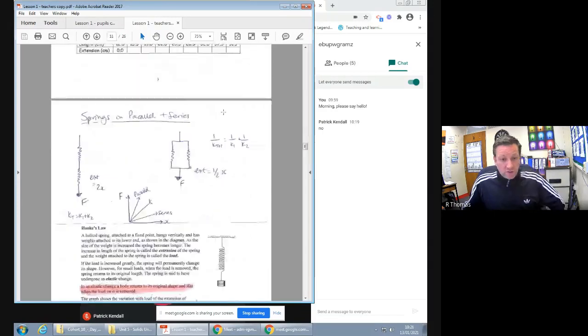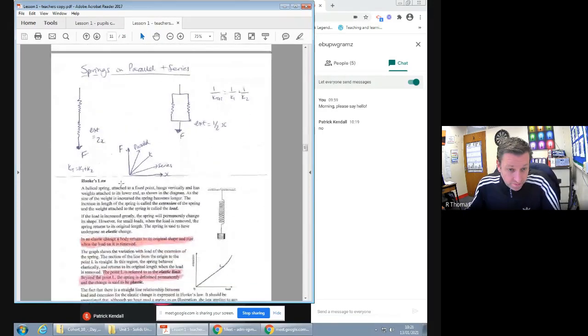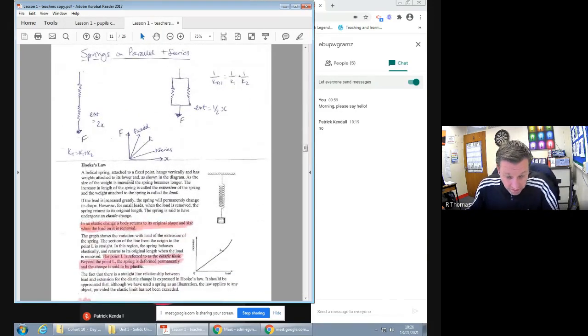So let's look at your next page. I believe your next page looks like this. Could someone please confirm your next page is a bit of a blank space and then Hooke's law and a picture of a spring dangling? Can someone say yes? Brilliant.